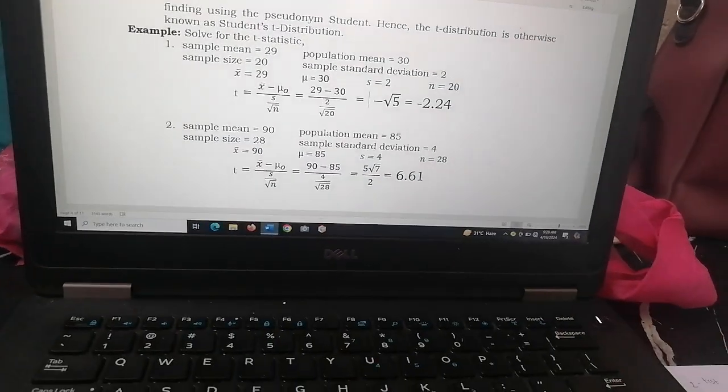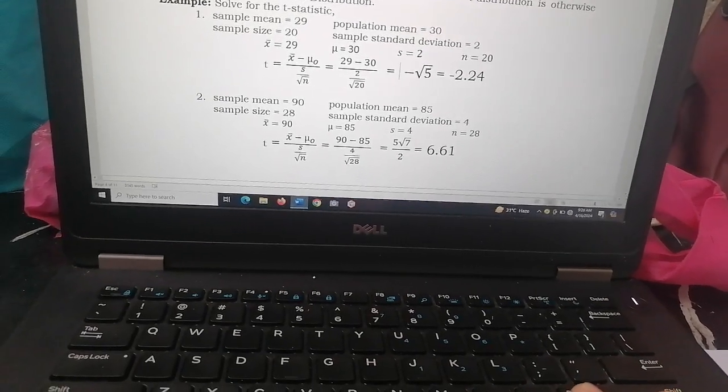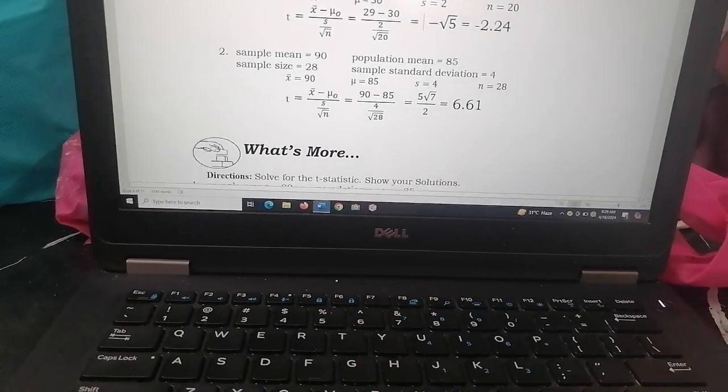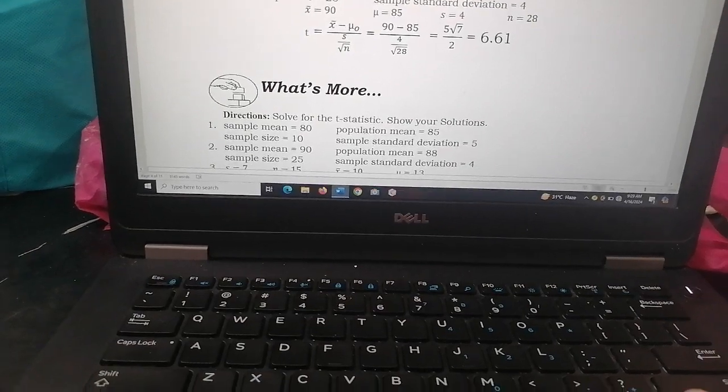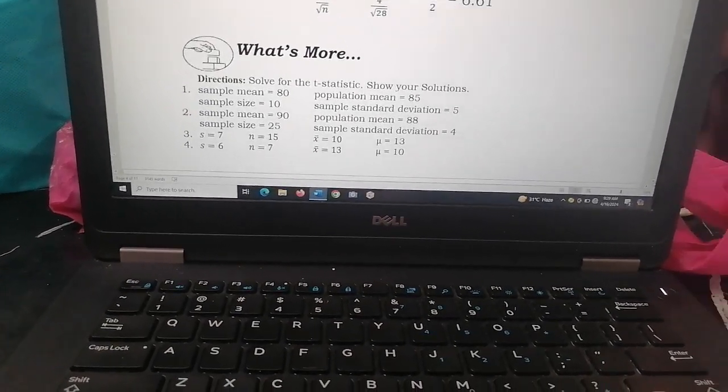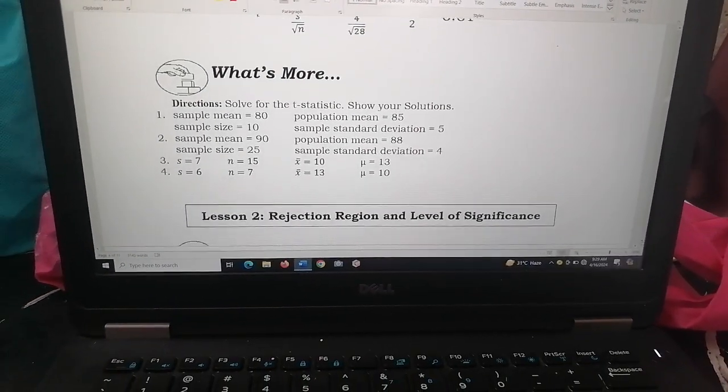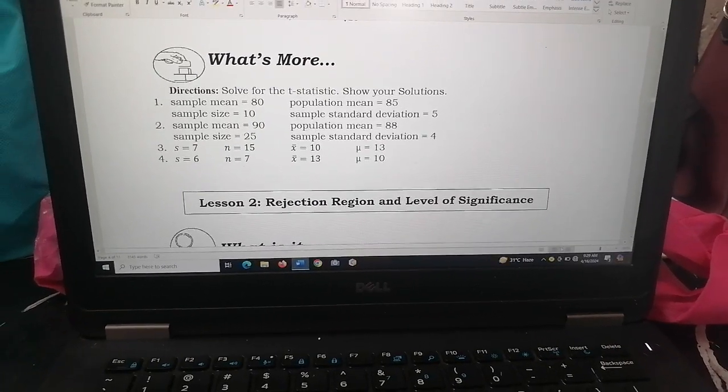Okay, so all you need to do is to solve for the test statistic, then show your solution on one whole sheet of paper. Lesson 2.